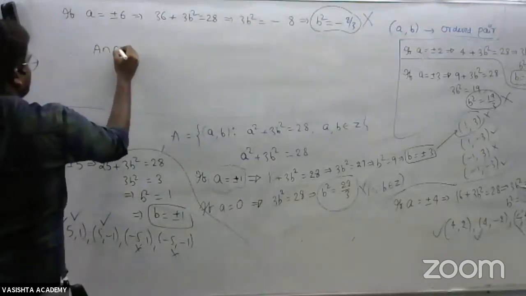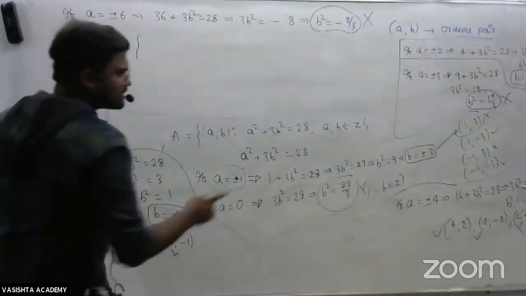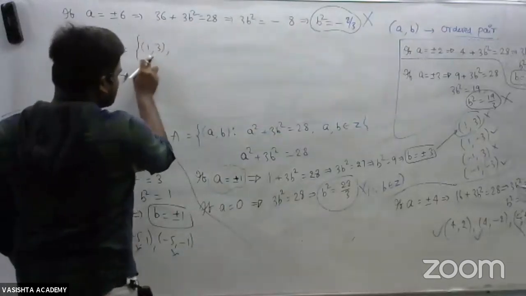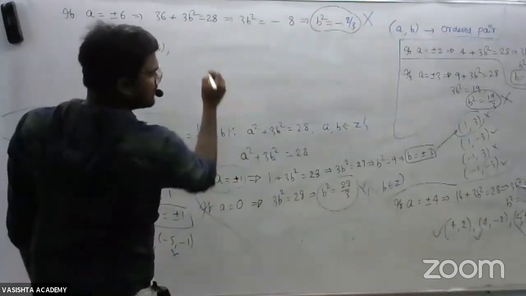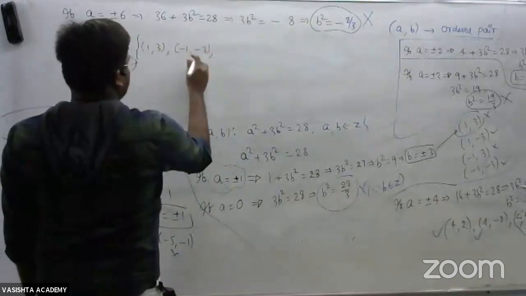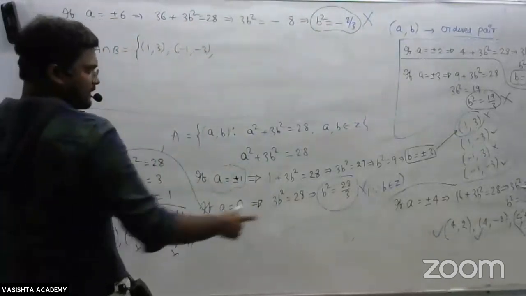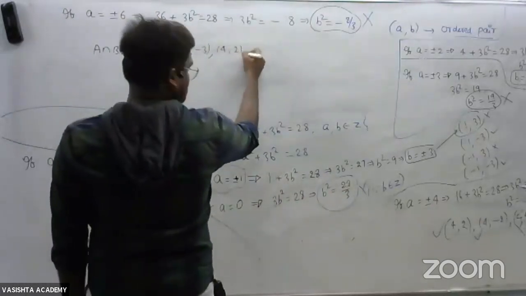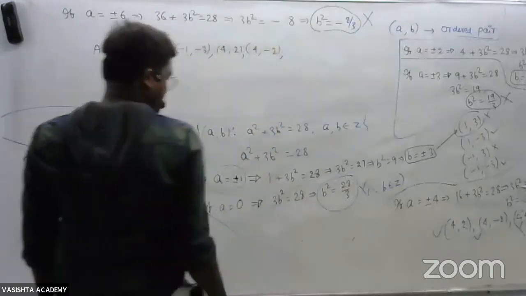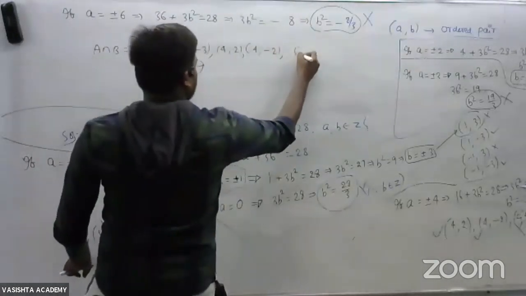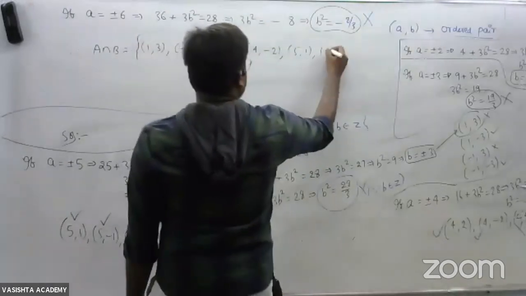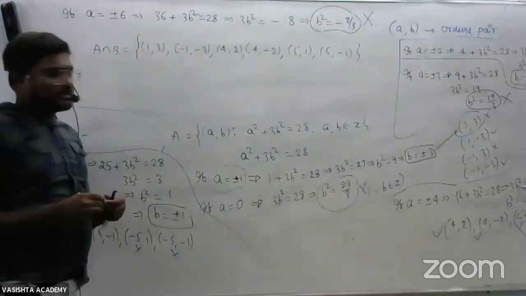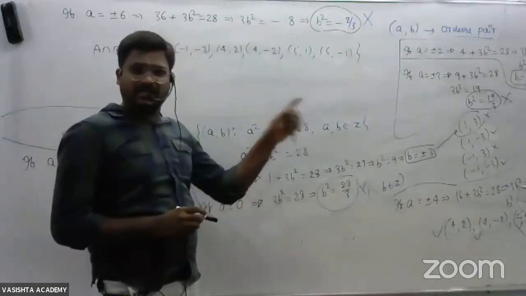therefore, in A intersection B, how many elements are we getting? Start with (1, 3). Instead of giving elements, we give ordered pairs. Next one, (-1, -3). And then (4, 2), (4, -2), (5, 1), (5, -1). Apart from this, do you get any other elements? No, which satisfy this equation as well as a greater than b.